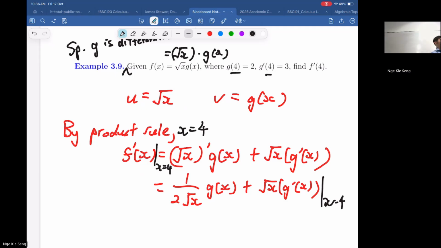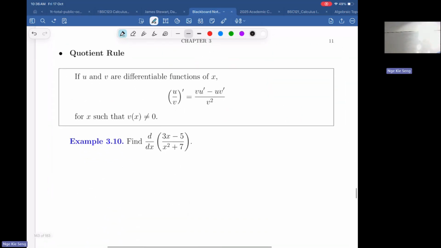Okay, next, quotient rule. So this is kind of an extension from the product rule. Can you see that? If you want to differentiate u over v, it's equivalent to differentiating u times 1 over v. So you can actually derive the quotient rule from the product rule. But the formula is: you start with the denominator, multiplied by the derivative of the numerator, and then minus the numerator times the derivative of the denominator, divided by v squared.